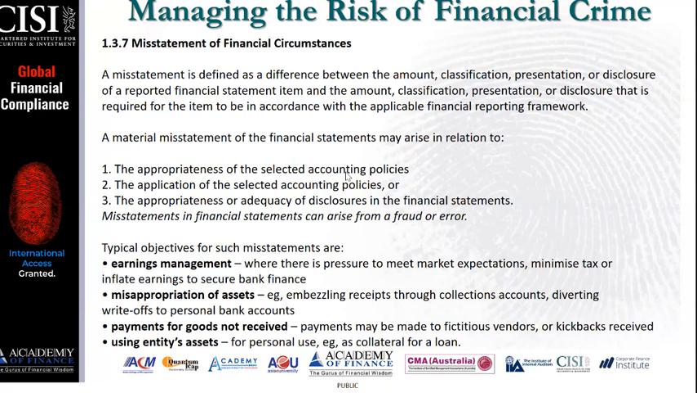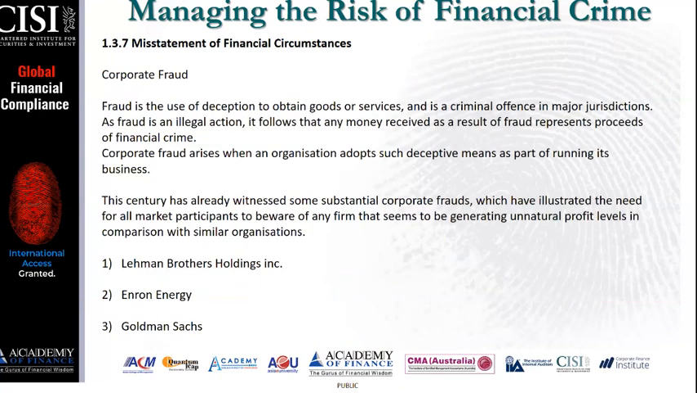Then moving on to misstatement of financial circumstances, corporate fraud, right? So Enron Energy was actually a good example of one of the largest accounting scandals. Then if you look at Lehman Brothers and Goldman Sachs, Lehman Brothers was actually the fourth largest investment bank in the US. They were the pioneers of mortgage-backed securities, which were sold during the 2008 global financial crisis, right? So Lehman and Goldman Sachs are both related to mortgage-backed securities. So those were considered as corporate fraud.